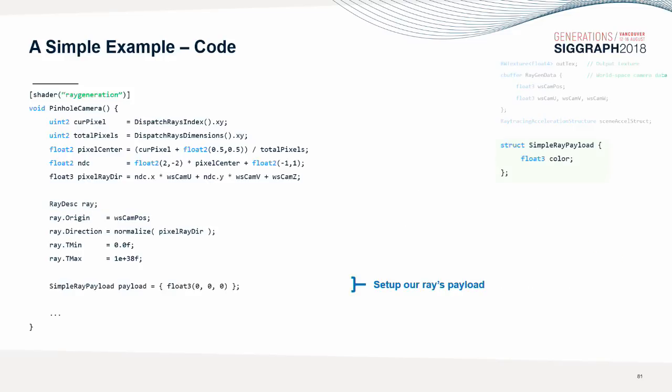I need to set up a ray payload, right? This is going to contain the color that gets returned. And so I define the simple ray payload that I used on a prior slide as an example that just has a color, and I initialize that to black.